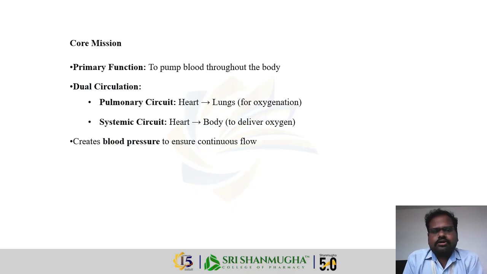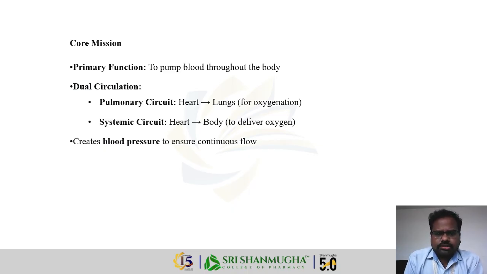Then, dual circulation. What is dual circulation? Circulation is generally divided into two parts. The first one is the pulmonary circuit, and the other one is the systemic circuit. The pulmonary circuit is the circulation of blood between the heart and the lungs. This happens for getting oxygen from the air, and this oxygen is transported throughout the body. So to get the oxygen, the pulmonary circulation is the primary circulation.